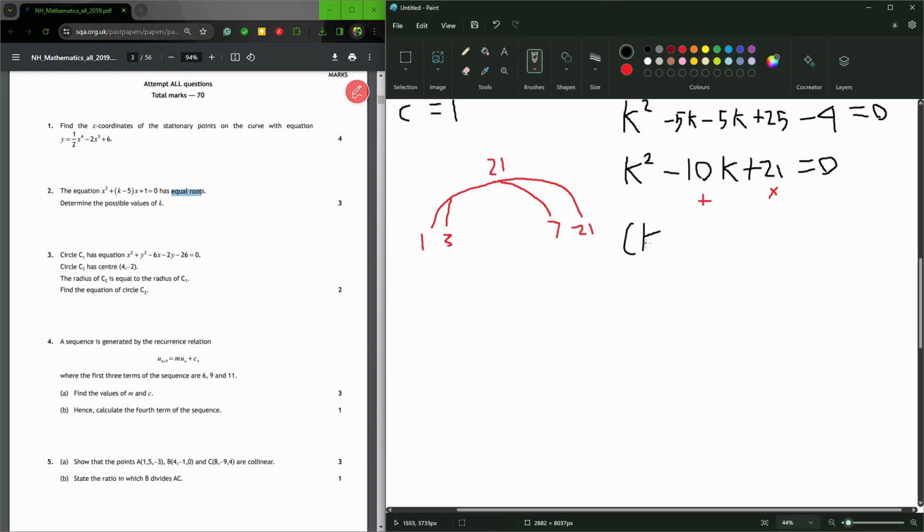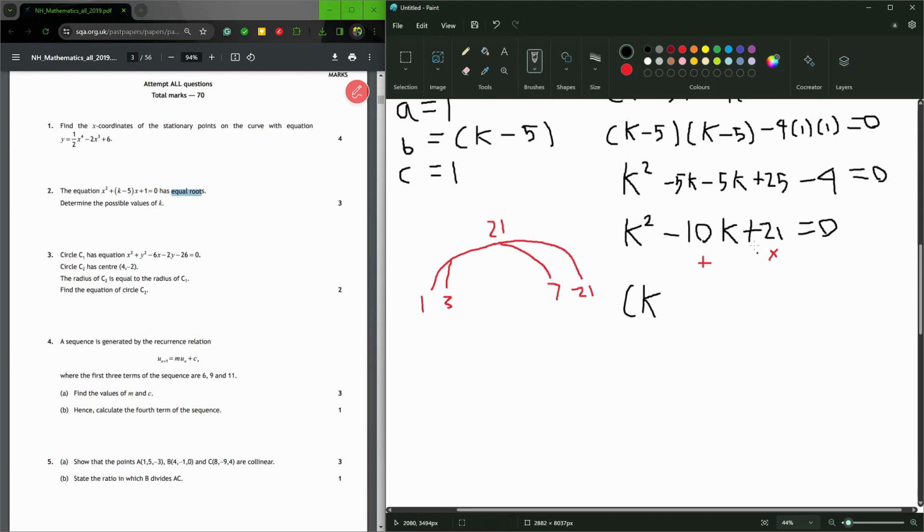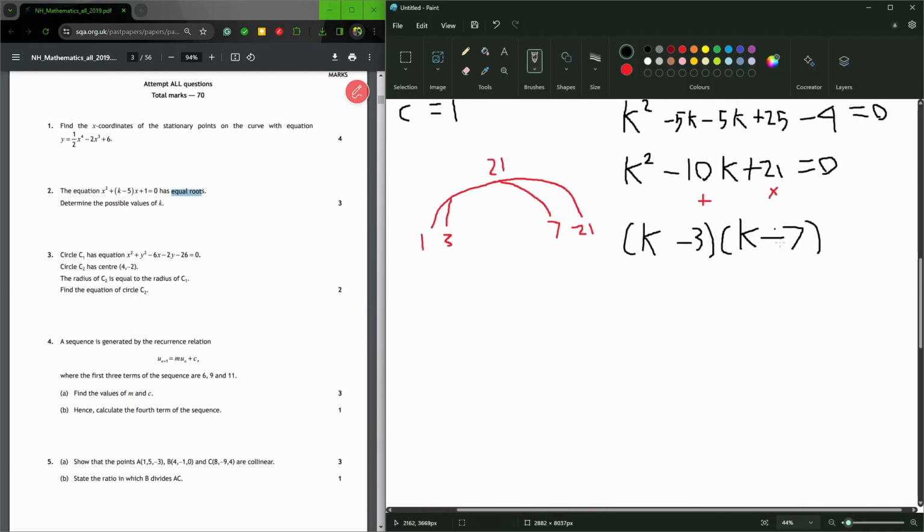So we can shove these in. Now, we need to remember, it's not just 10, it's minus 10. But when you multiply two minuses, you get a positive, so plus 21. So it's (k minus 3), and then (k minus 7). Ain't that beautiful?